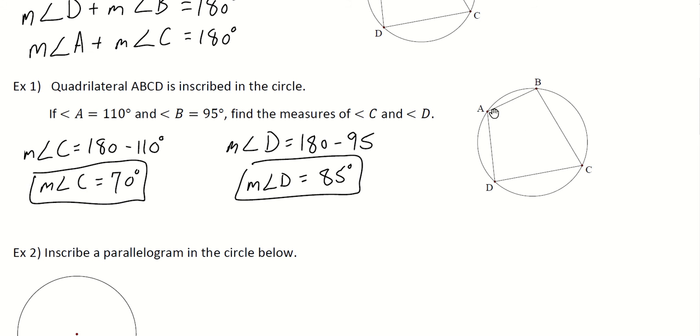Okay, angle A and angle C are opposite angles in a quadrilateral that is inscribed in a circle. So A and C have to be supplementary. So the measure of angle C is 180 minus the measure of angle A, which is 110. So the measure of angle C equals 70 degrees. B and D are opposite angles in a quadrilateral that is inscribed in a circle, so they are supplementary. The measure of angle D is equal to 180 minus the measure of angle B, which is 95, and we get 85 degrees for the measure of angle D.